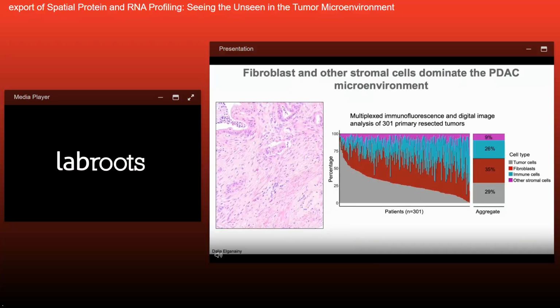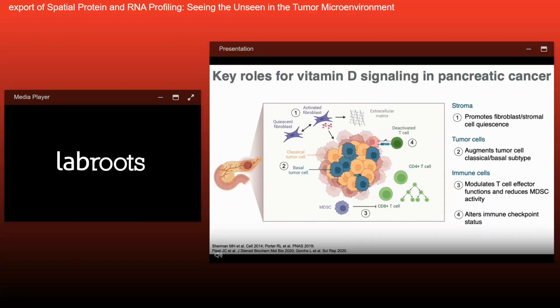To understand fibroblasts better, we built a multiplex immunofluorescence assay that allowed us to identify different populations of cells, including fibroblasts, immune cells, stromal cells, and tumor cells in the microenvironment. We ran our panel across our group of about 300 primary resected tumors, and as the plot shows here, you can see that fibroblasts are the dominant cell type in most tumors, comprising more than a third of the total cellular population within the pancreatic cancer microenvironment.